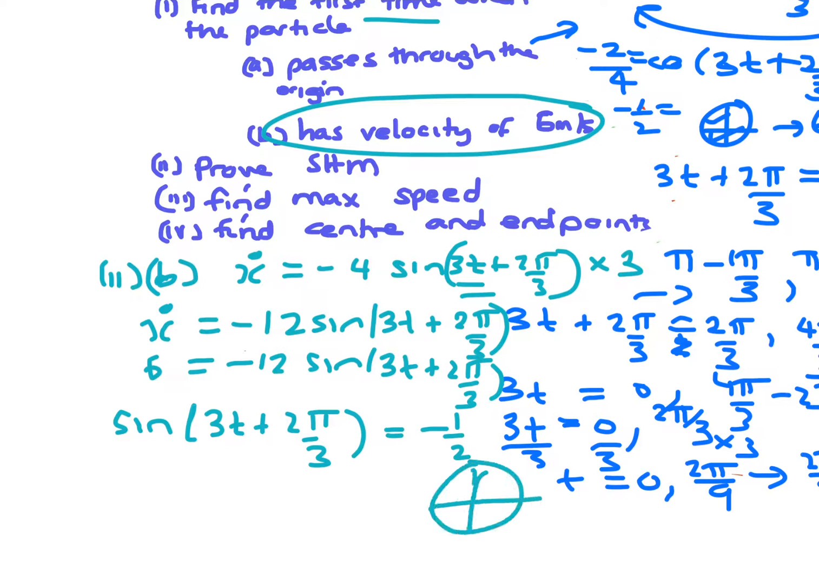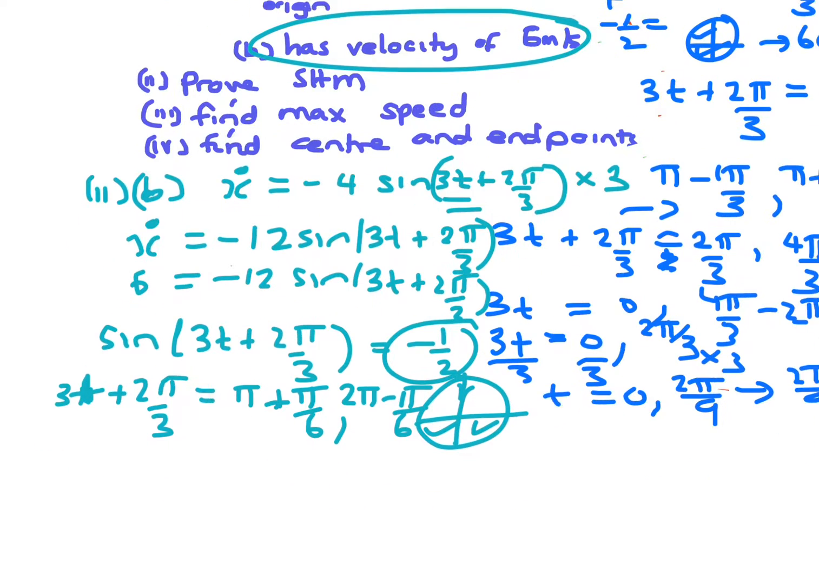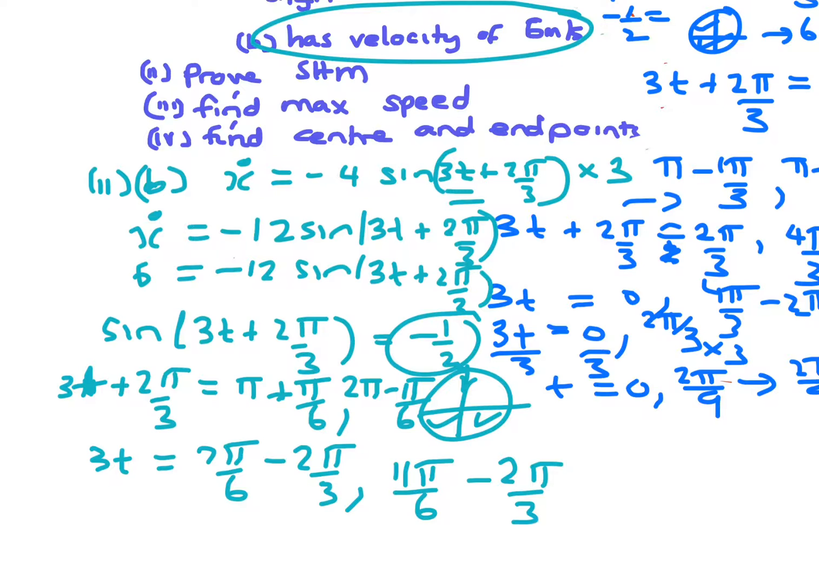So where is sine negative? That's going to be there and there. So 3t + 2π/3 equals π plus, now sine is equal to a half at 30, so that's π/6, and 2π minus π/6. So keep going with this, 3t equals, so that's going to be 7π/6 minus 2π/3, and 2 sixes are 12, 12 minus 1 is 11π/6 minus 2π/3.